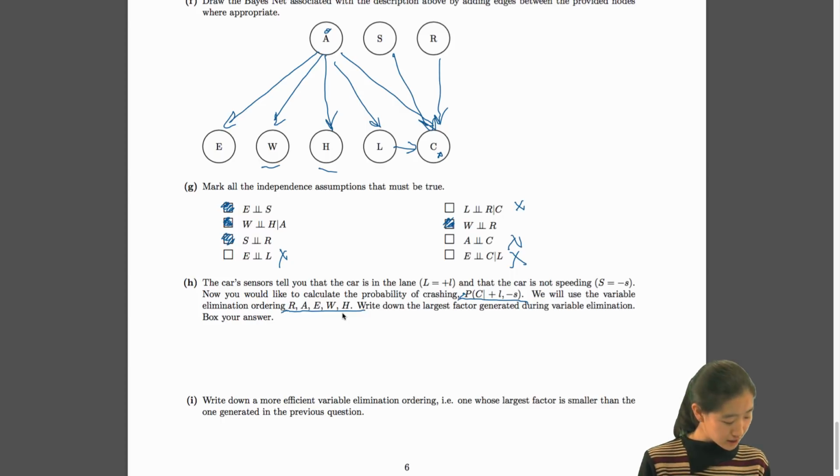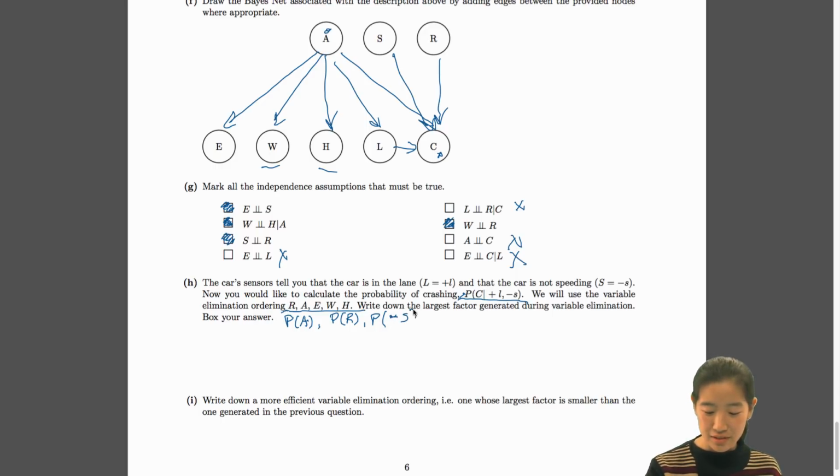Actually, before we do that, let's first write out what the factors are. There's the probability of A. We see that here. There's the probability of R happening. There's also the probability of S happening, but we're not going to write it because it'll just be minus S. So there's that, but we don't need to include it. Let's instead just move on.